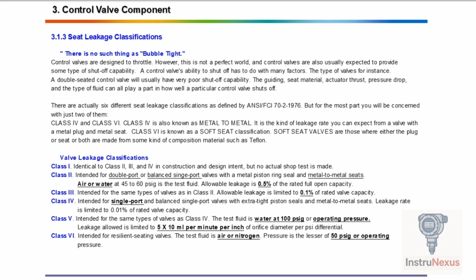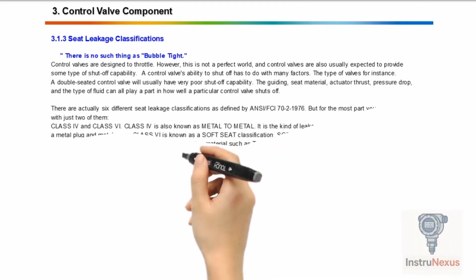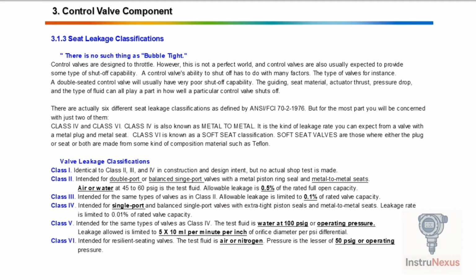A valve's shutoff capability depends on multiple factors. The type of valve, for example, a double-seated valve generally offers poor shutoff performance. The seat and plug material, actuator thrust, pressure drop across the valve, and even the type of fluid in service. To help standardize expectations, ANSI FCI 70-2 defines 6 leakage classes. But in most industrial applications, you'll typically be concerned with just 2.